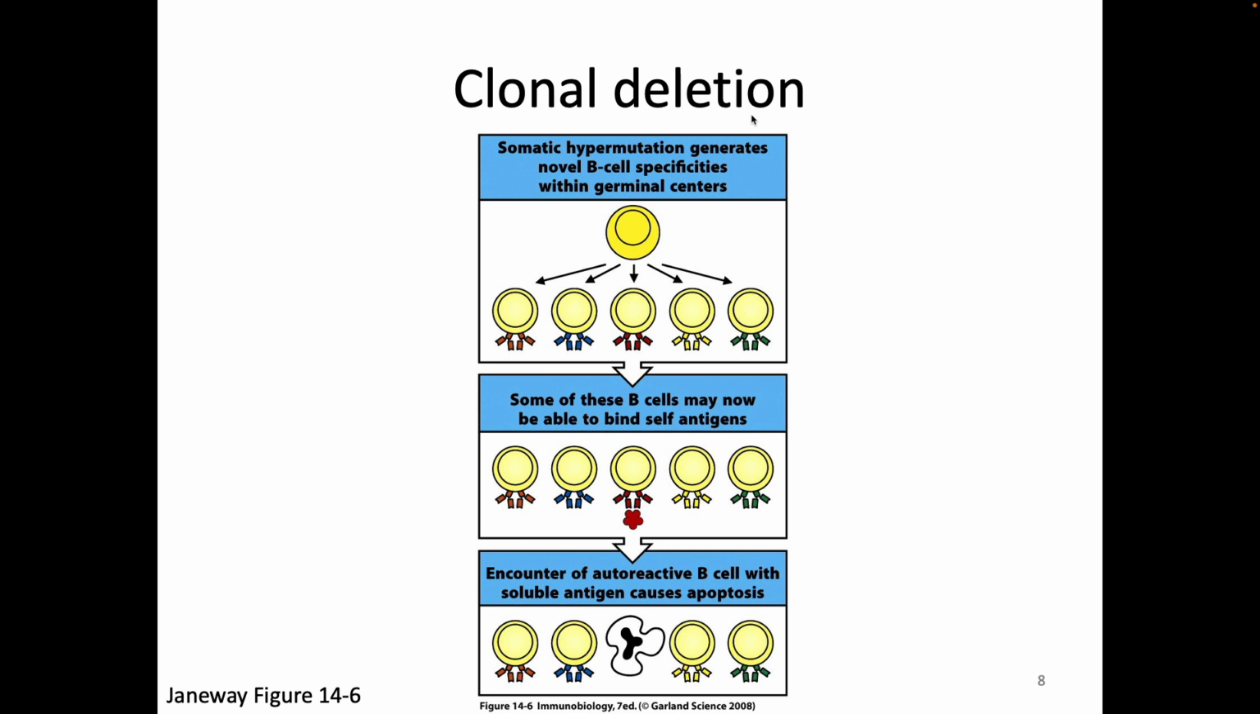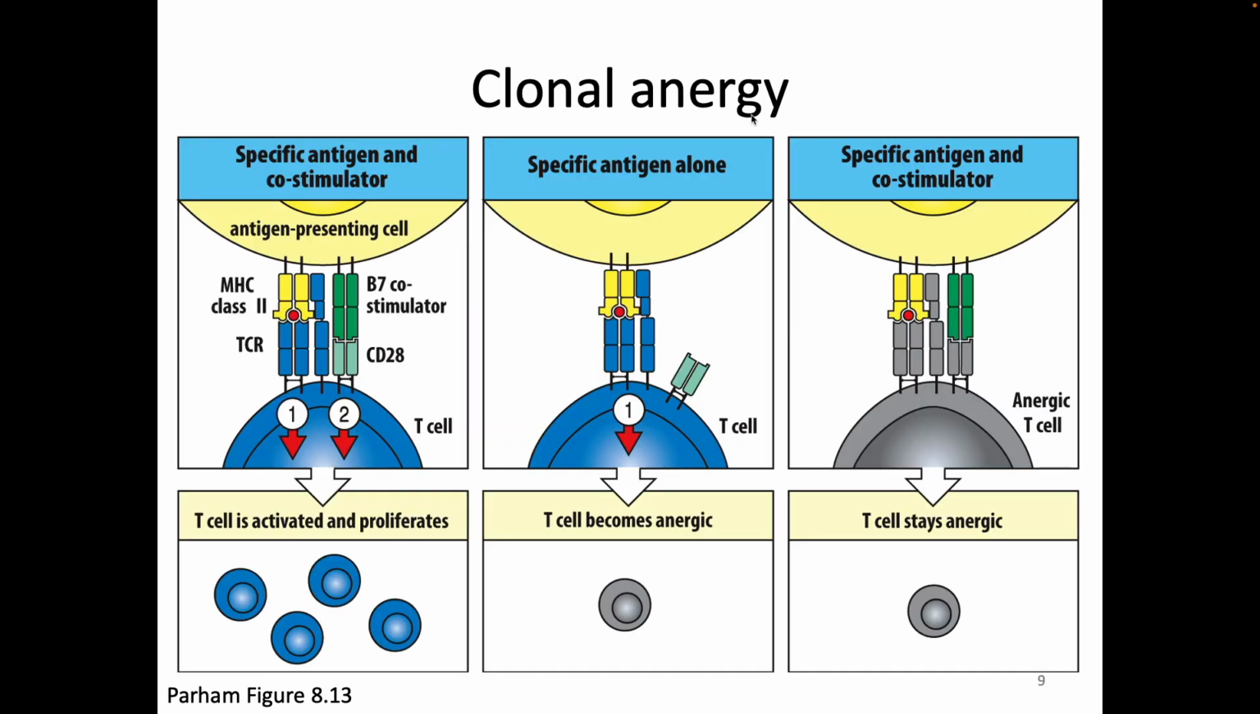The second major mechanism of peripheral tolerance is known as clonal anergy. All of the six that I'm going to tell you about could be phrased as clonal something. The other one was clonal deletion, this one's clonal anergy. This is particularly important as a peripheral tolerance mechanism for T cells, because recall that T cells need signal 1 and signal 2 in order to be activated. If that T cell does not get signal 2 upon activation, then we're going to anergize that T cell.